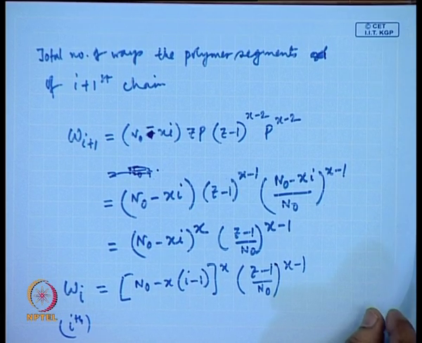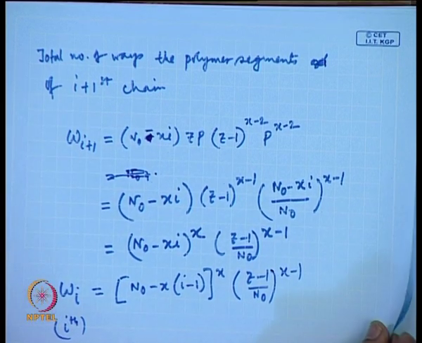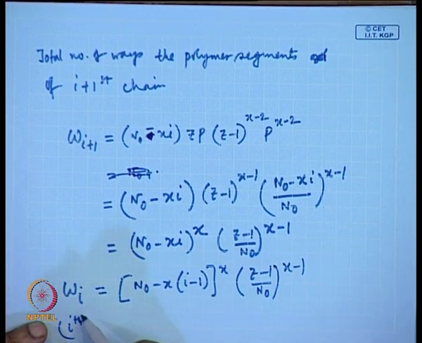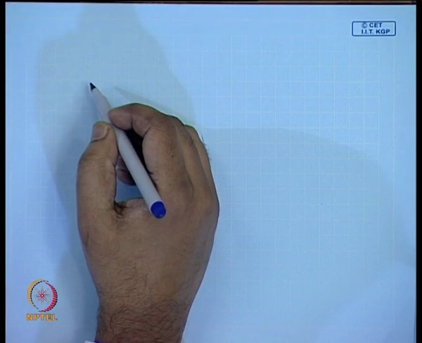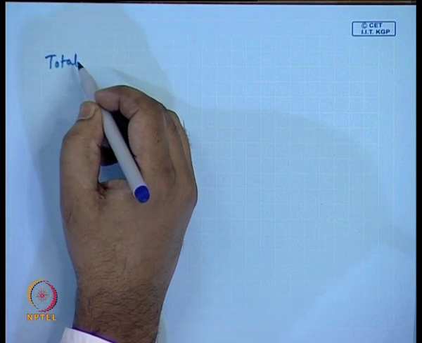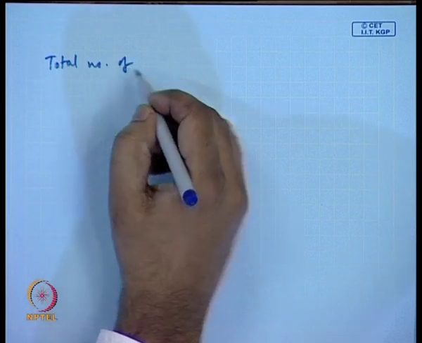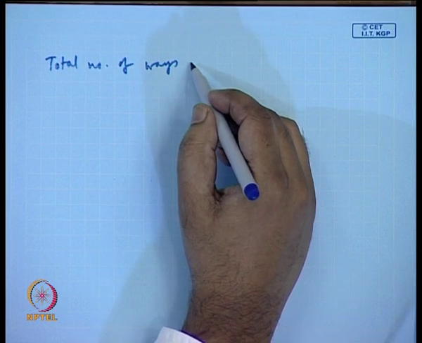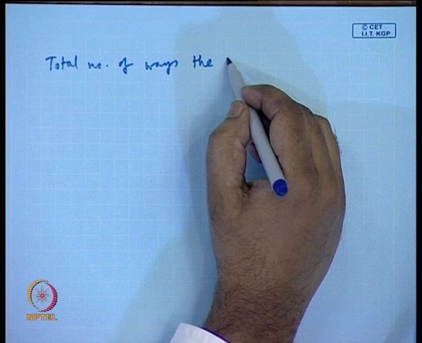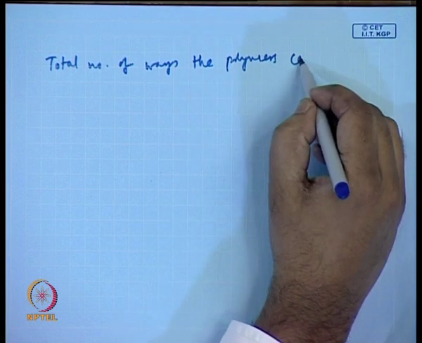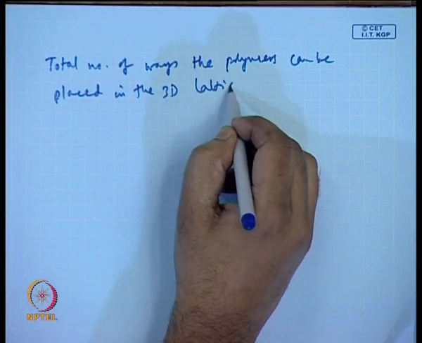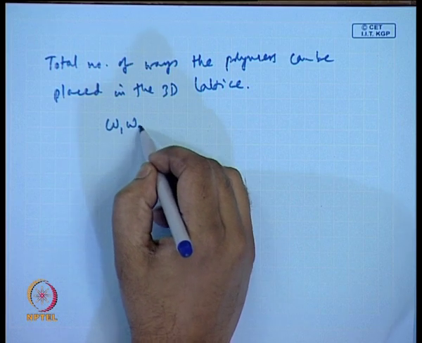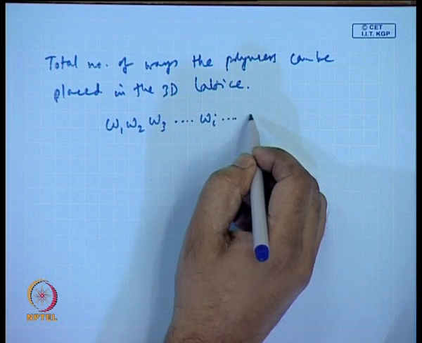Now, if you want to calculate the number of ways all these chains can be placed, we have to multiply the possibilities of each individual chain. So, the total number of ways the polymers can be placed in the 3D lattice will be given by W1, W2, W3, Wi, up to Wn2.